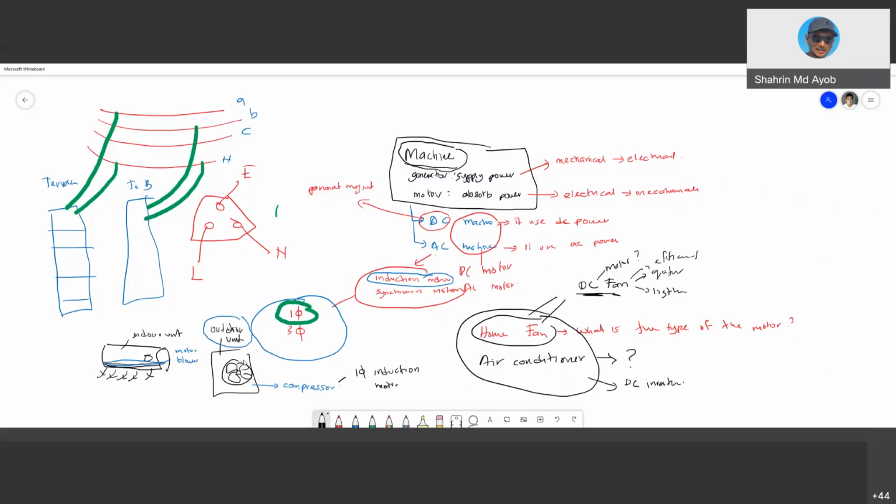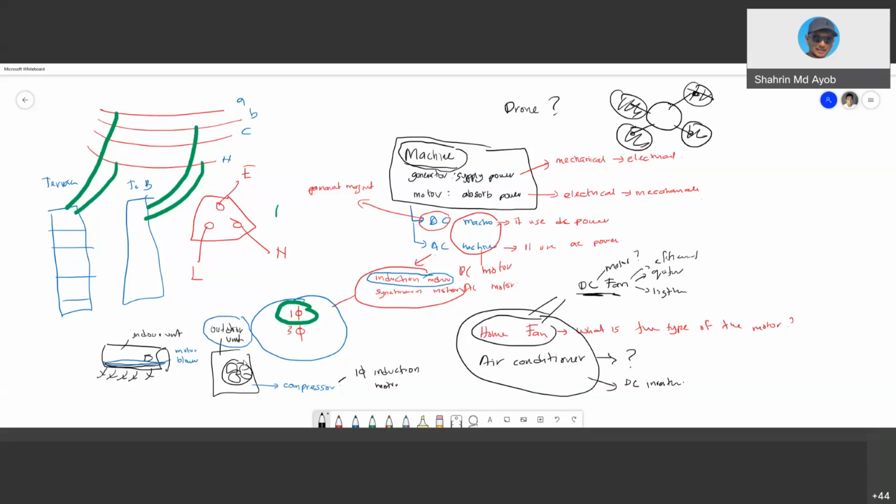Can I ask you what type of motor is used for the drone? We have the quadcopter, right? For example, this one, you have a blade. Right now the quadcopter or drone is very famous. What type of motor is used inside this?